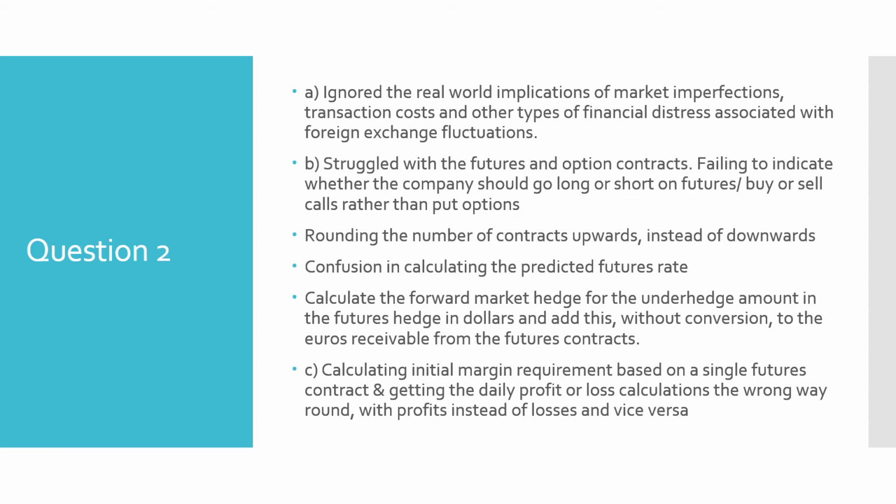The second mistake was in finding the daily profit or loss. Candidates got the daily profit or loss calculation the wrong way around, with profits instead of losses and vice versa. That means for the losses you are writing profit, and for the profits you are writing losses. How can that happen? This happens only when you lack an understanding of how futures work. What is happening to the prices? At what price you are buying, at what price you are short, at what price you are long.